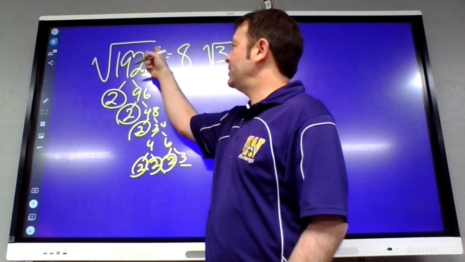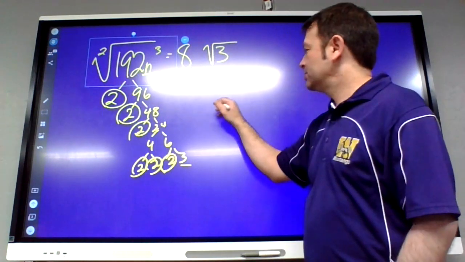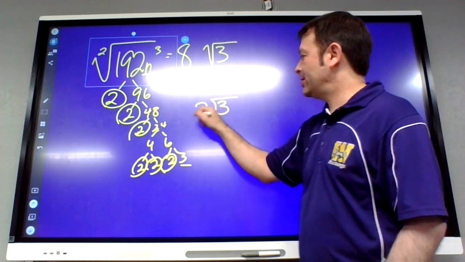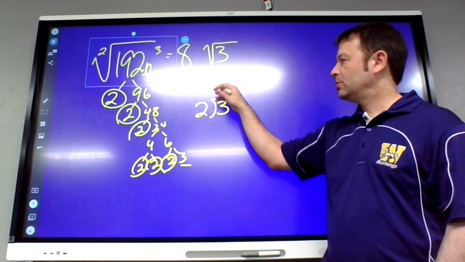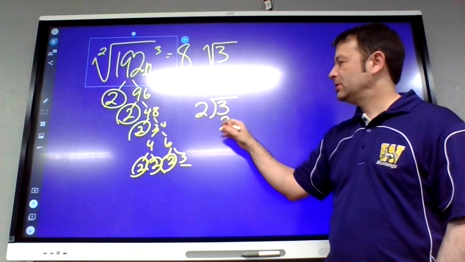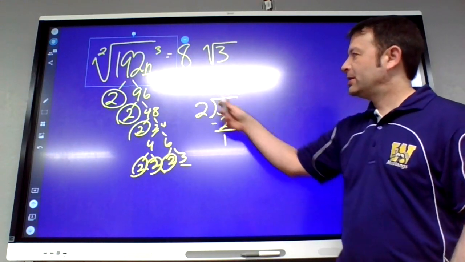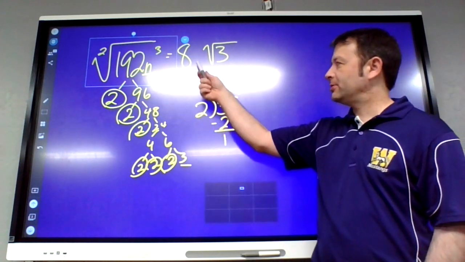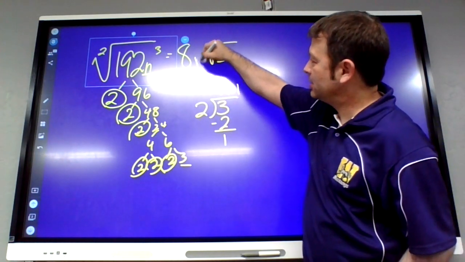Right, we did 3 divided by 2. So what is 3 divided by 2? 2 goes into 3 once, 1 times 2, with the remainder of 1. So what does that mean? That means 1 n is coming out and 1 n is left behind. So it's n.